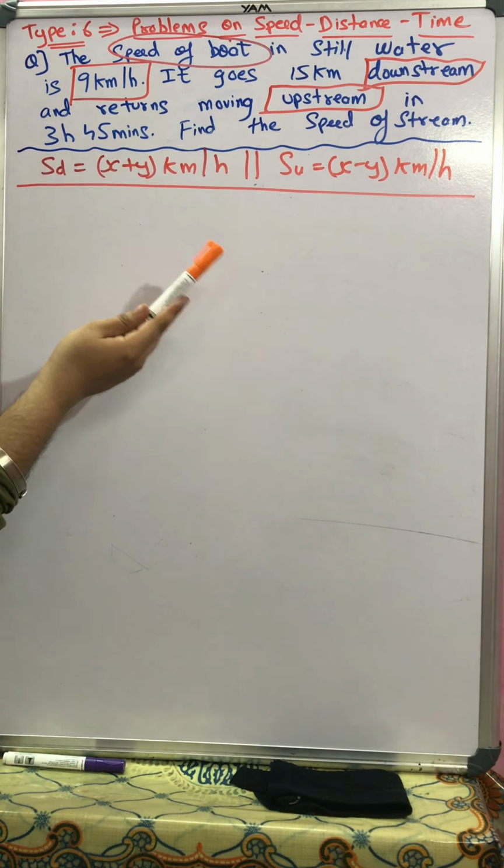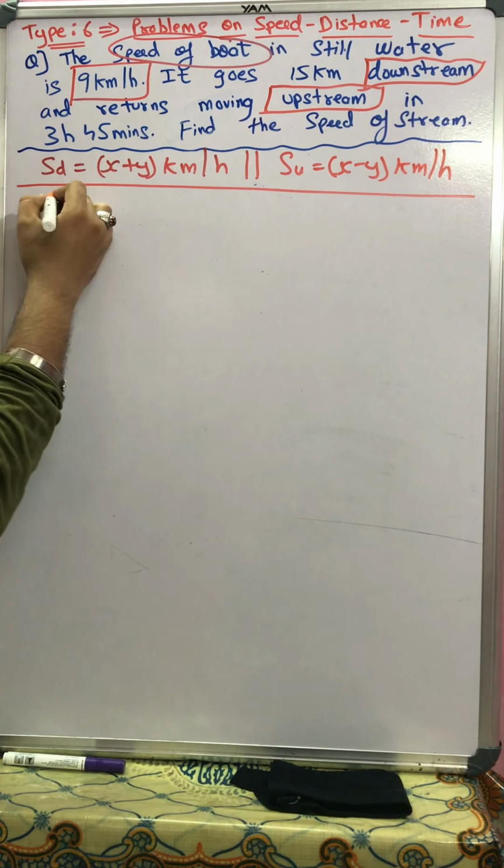So speed of boat is 9. So you will not write x. At the place of x, you will write 9. So 9 plus y will be the speed of downstream, and 9 minus y will be the speed of upstream. But we need to write every statement over here.